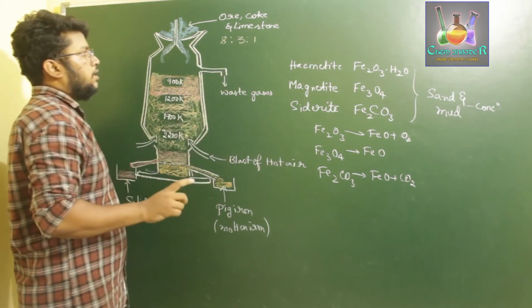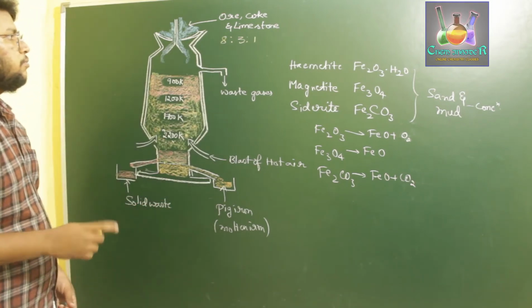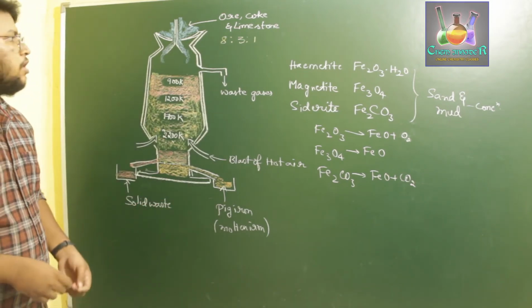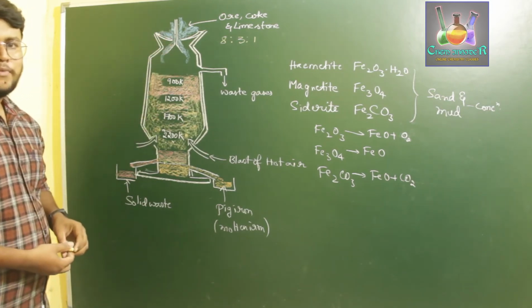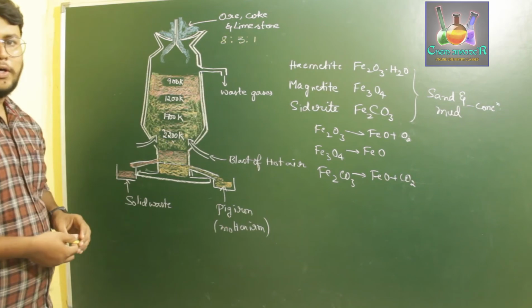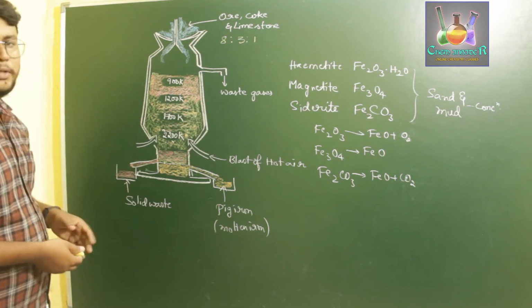We are going to take 1 molecule of limestone for 3 molecules of coke and 8 molecules of ore. Once this is done, we are going to introduce them to the blast furnace, which is a huge brick wall of about 35 meters long.